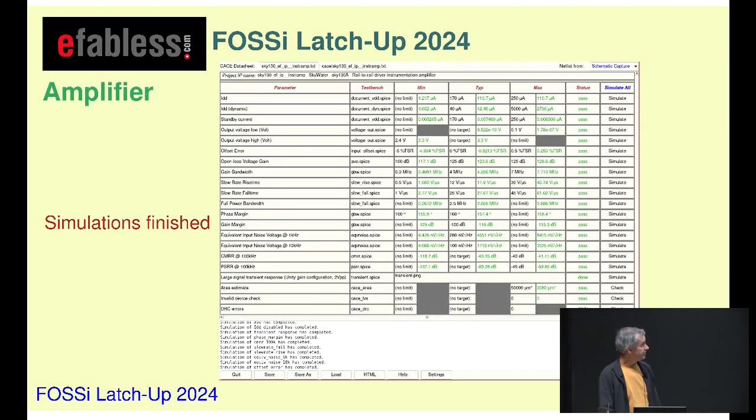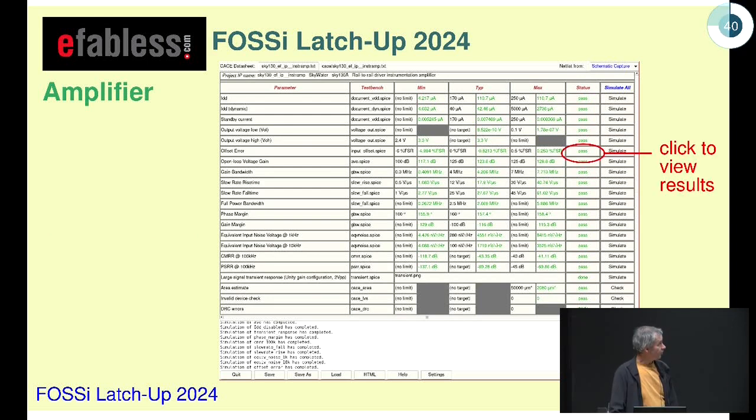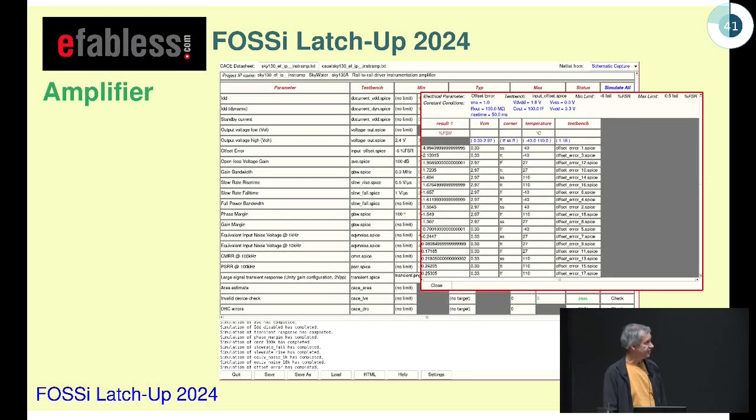So once you have hit the simulate all button up at the top, then it will run through all of the simulations and provide an output that lists you all of the specs in the left column and the actual results in the right column. And in that place where it says pass on the status, each one of those is a button, and if you click on that, then you get a tabulated view of all the results.